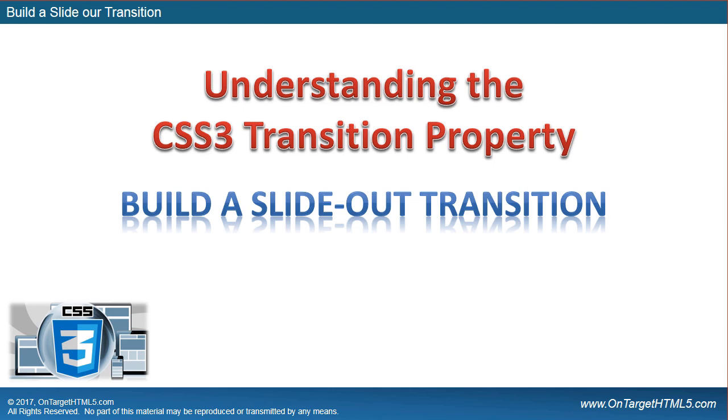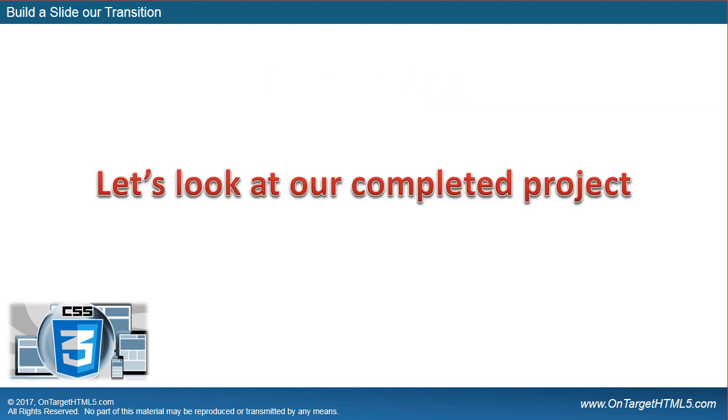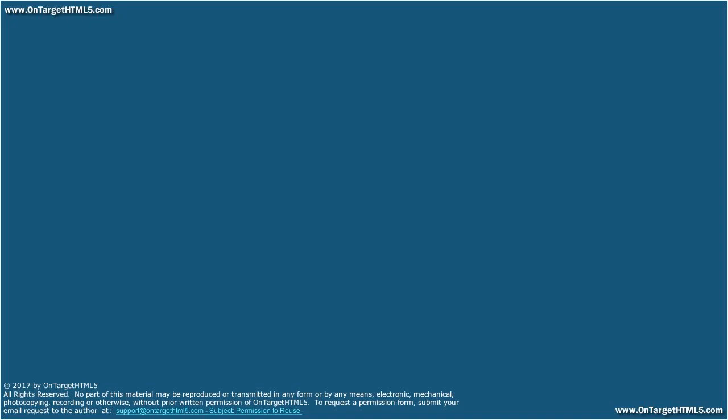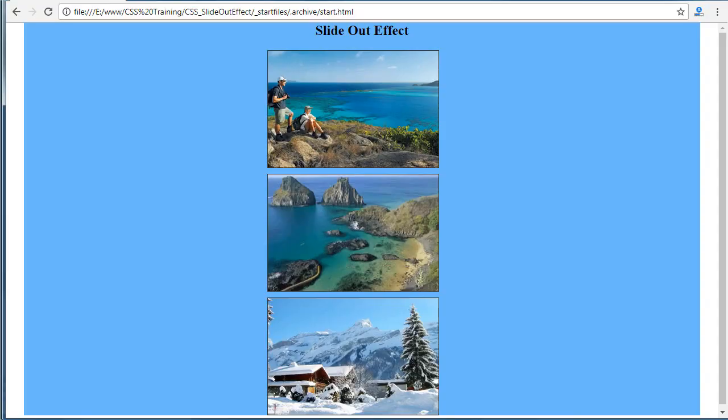And in this tutorial, we're actually going to build, using the CSS3 transition property, a slide-out transition for a group of photos. So let's go ahead and look at our completed project. I'm going to go ahead and drop out of the presentation, get into our development environment, and bring up my browser. And this is what we're going to build in this tutorial series.